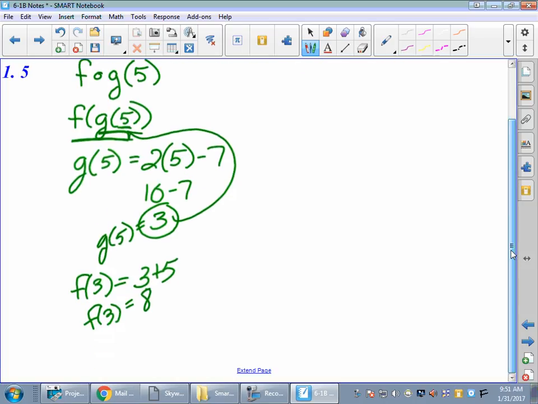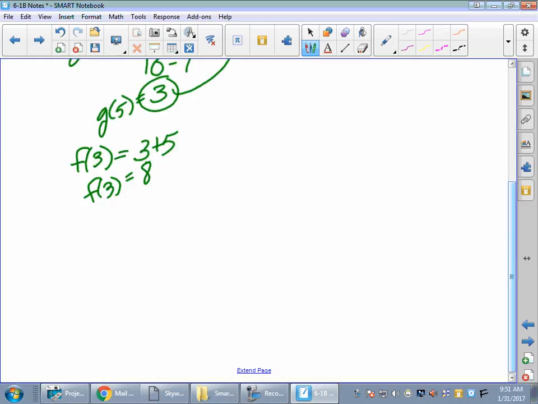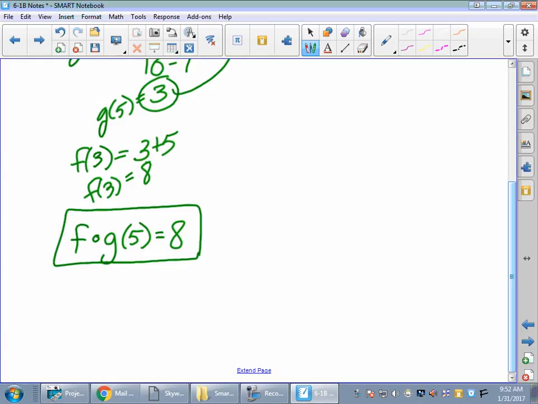So that's a function within a function. I plugged 5 into g and got 3. I plugged 3 into f and got 8. And so how we write our answer is f composition g of 5. When I plug in 5, the composition gives me 8. So we basically skip over the 3. We don't really worry about the 3. That's that midway step.